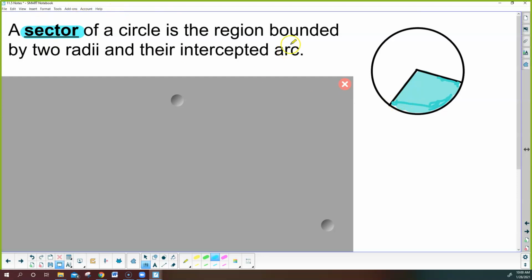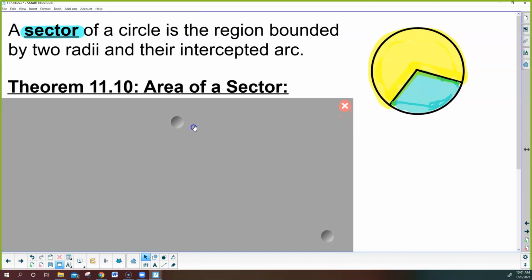So I would definitely write this down since it's a new vocabulary piece. As you can see here, we have one sector that's shaded in blue, but we also have another sector, right? We have the second piece because by definition, this region out here is also a sector. It's bounded by an arc and both radii. And some people like to think of that as like Pac-Man. Sectors are Pac-Man in a sense.